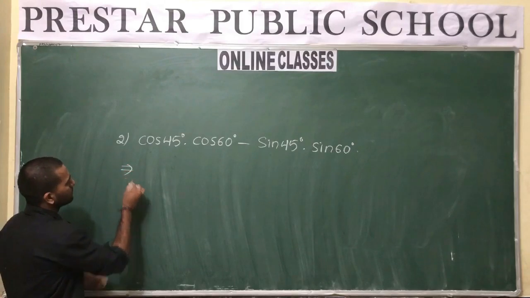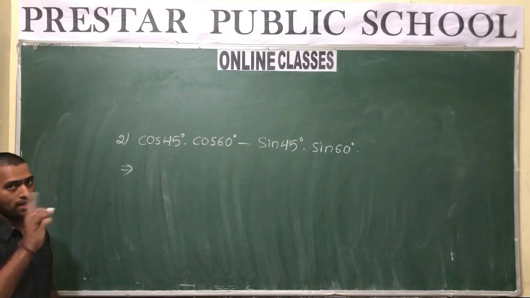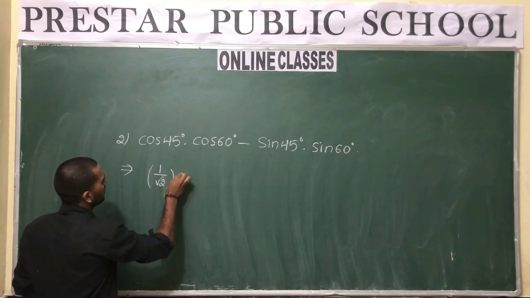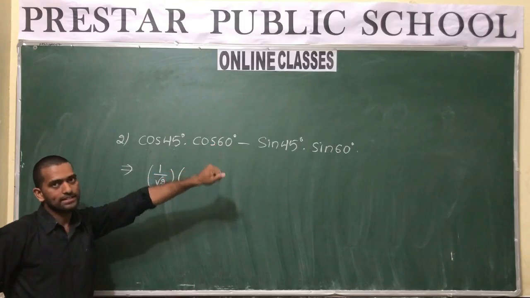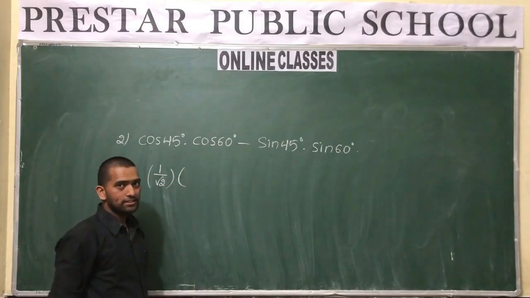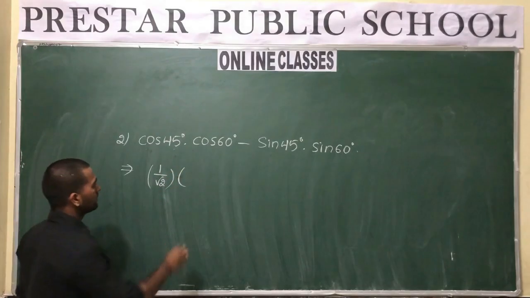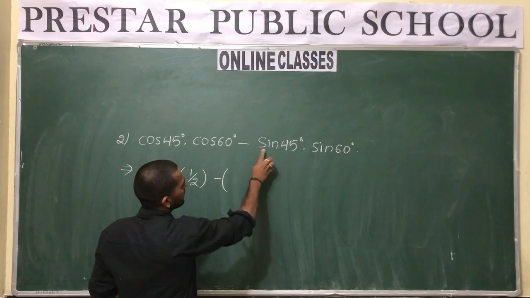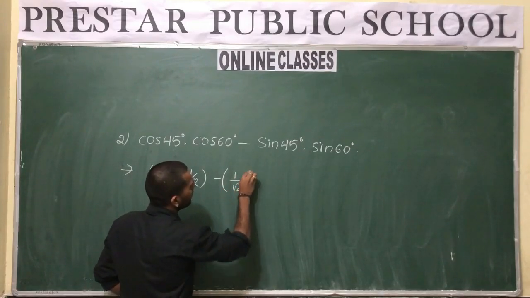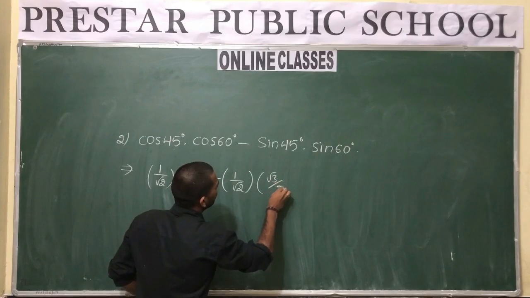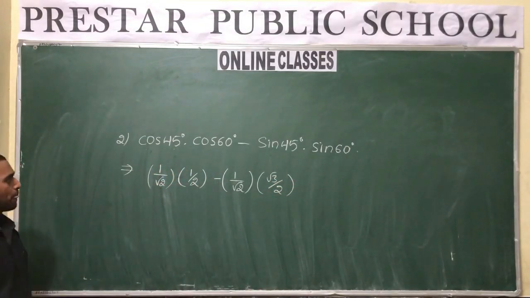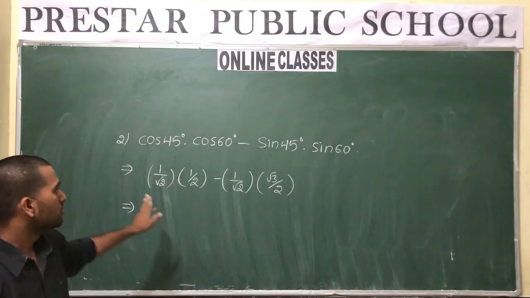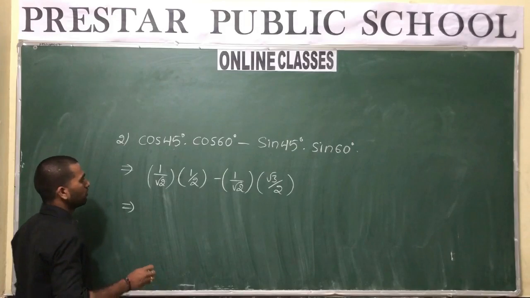See, what is the value of cos 45? In the table, it is 1 upon root 2, into what is the cos 60 value? Sin 60 is root 3 upon 2. Cos 60 is 1 upon 2. Okay, don't get confused. Next, sin 45 value is 1 upon root 2 and sin 60 value is root 3 upon 2. Okay, so if you know the values, then only you will solve this problem. Yes or no? So knowing the values is very important. So remember all these values.